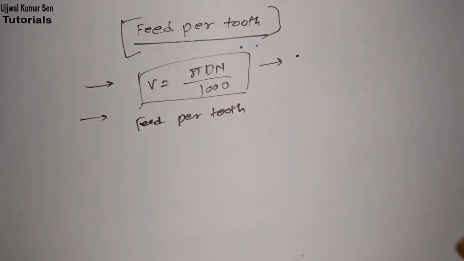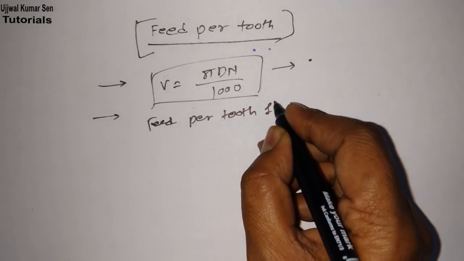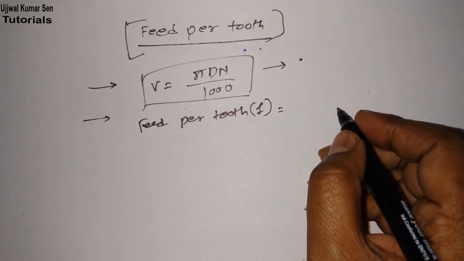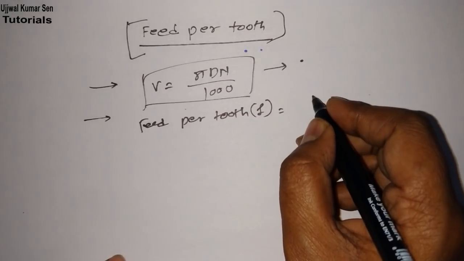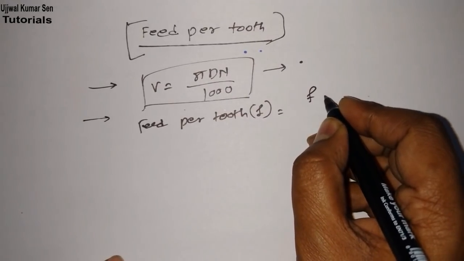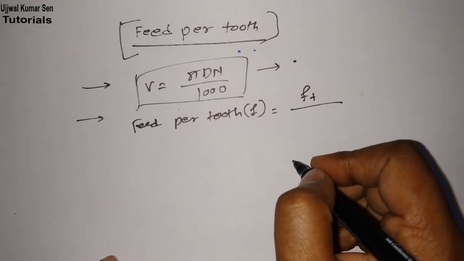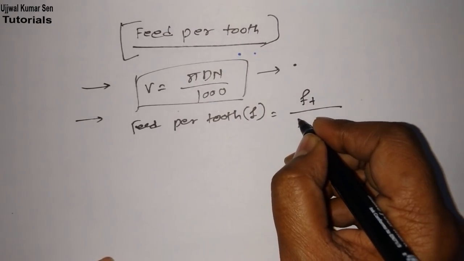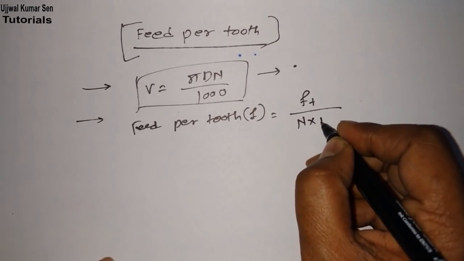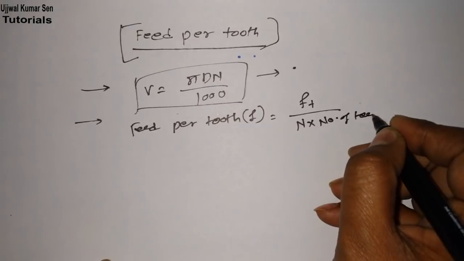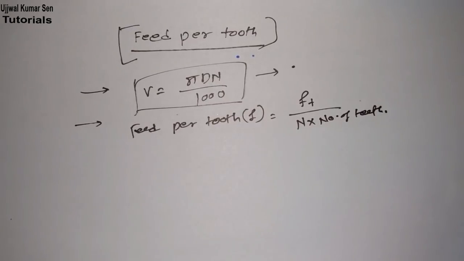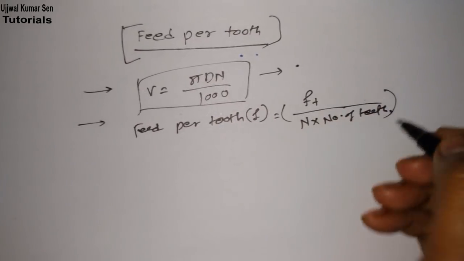Not teeth exactly, teeth is plural. So let's say F is equal to feed in transverse divided by n into number of teeth. Based on that, we are going to solve this question.